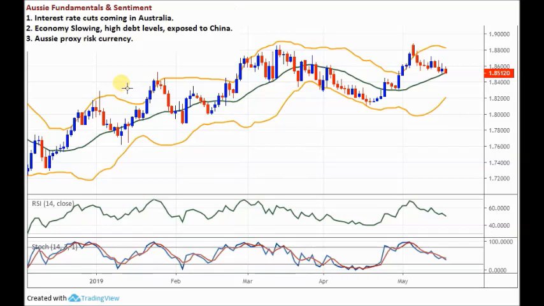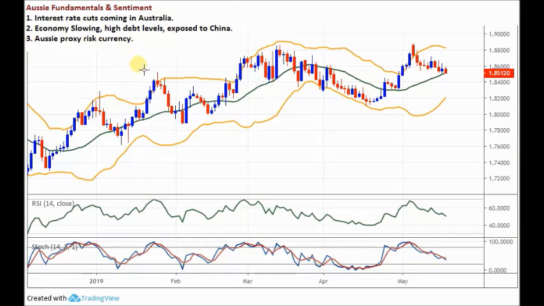UK economy doing relatively well. Same cannot be said for Australia at the moment. Interest rate cuts are coming in Australia, which is bearish for the Aussie. The economy is slowing up. You've got high debt levels, and it's exposed to China as its major trading partner, and China's got terrible problems. So the economic outlook going forward is just not good for Australia.